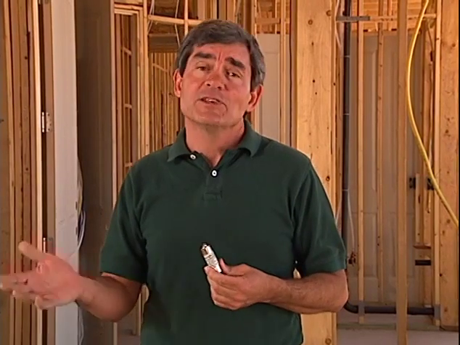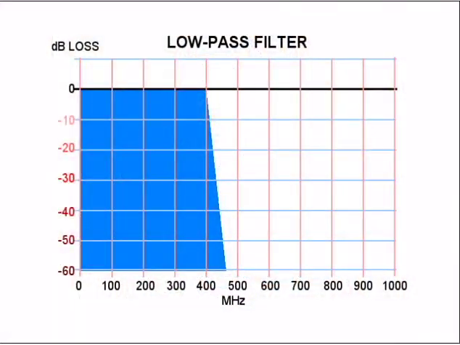Next, let's cover filters. Filters are a very common component in RF distribution systems. They're used to pass one range of frequencies while blocking another, and they come in 4 varieties: high pass, low pass, band pass and band stop. The low-pass filter is probably the most common. It passes frequencies below a frequency value and blocks frequencies above that value. Filters are either specified by their pass frequencies or by the pass channels.